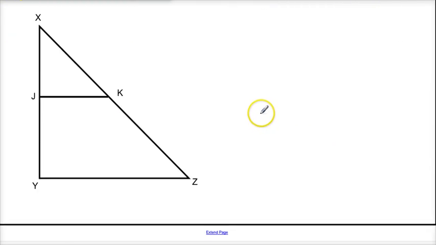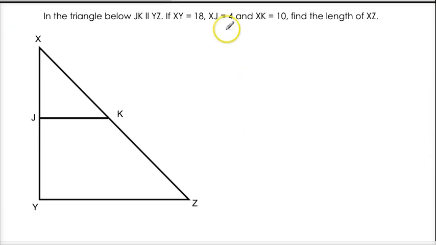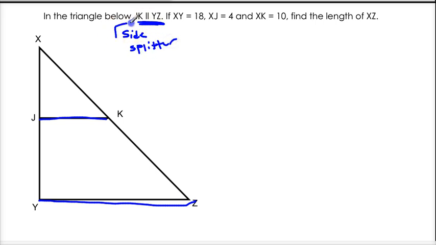Let's give it another shot. Let's just do one more. I think one more is in order, right? In the triangle below, we know that JK is parallel to YZ. It's an important point. We can't use the side-splitter theorem without the parallel. They have to be parallel to use the side-splitter. That's why they got to state that.